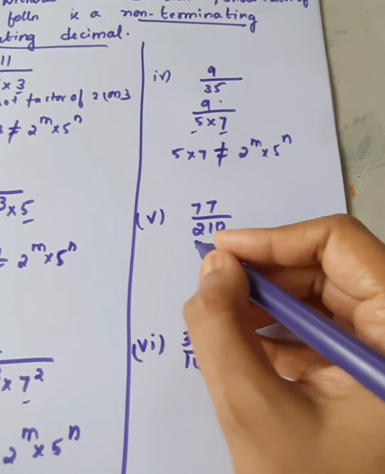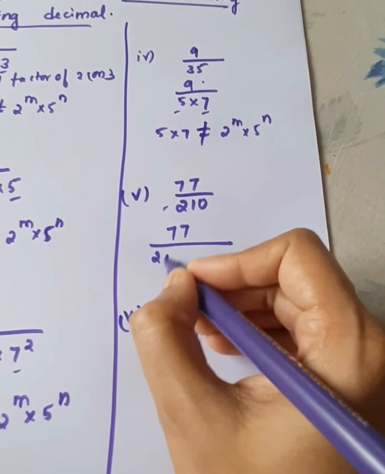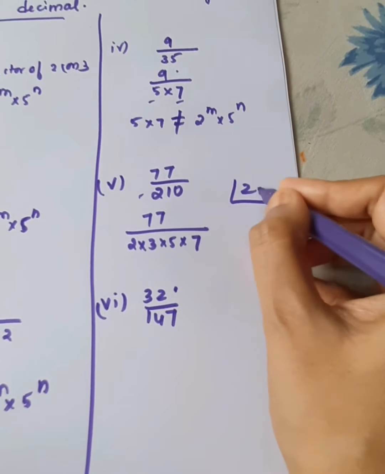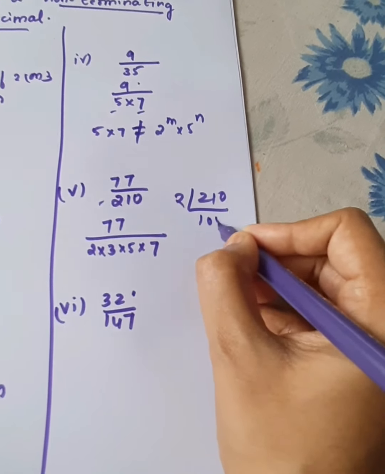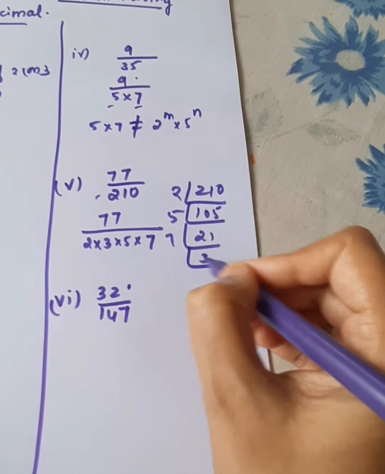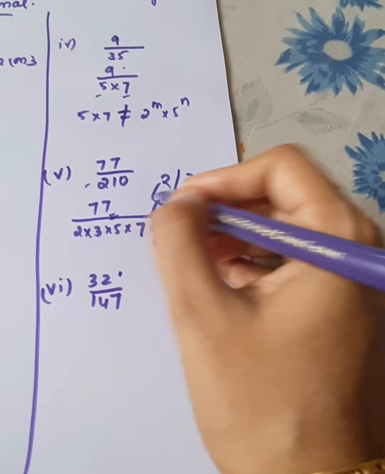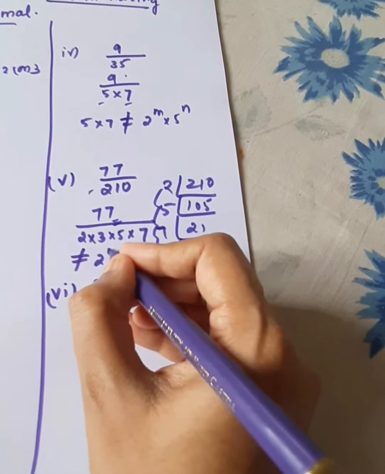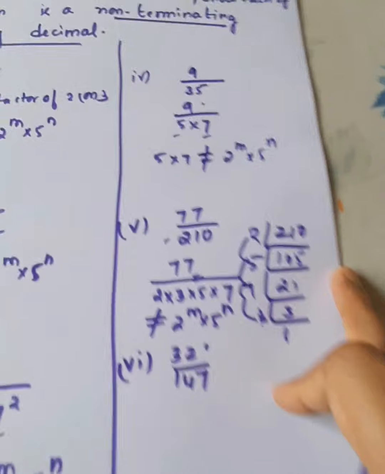Next is 77 by 210, which can be written as 77 by 2 into 3 into 5 into 7. This is again not satisfying the condition. You can see the factors: 5 times 105, 21, 7 times 3, 3, 1 time. So these are the factors, and it's not satisfying 2 to the power of m into 5 to the power of n. This is also a non-terminating repeating decimal.